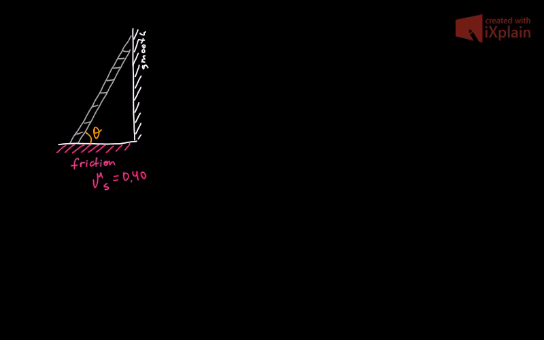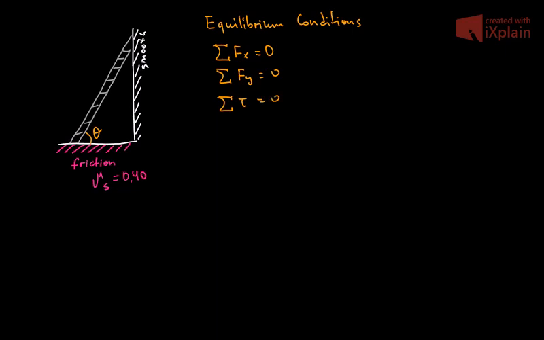So what does it mean, minimum angle theta? That means the ladder should stay in equilibrium, which means stationary and not moving. For that, we have to write the equilibrium conditions, which say the sum of the forces on the x-axis, the net force, equals 0, the sum of the forces on the y-axis equals 0, and the sum of the torques also equals 0.